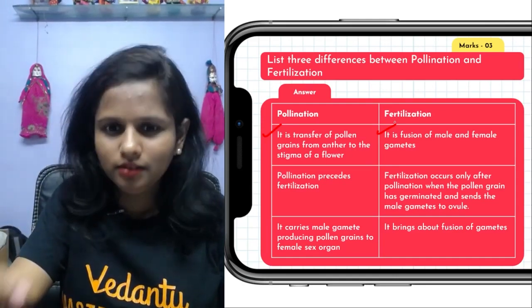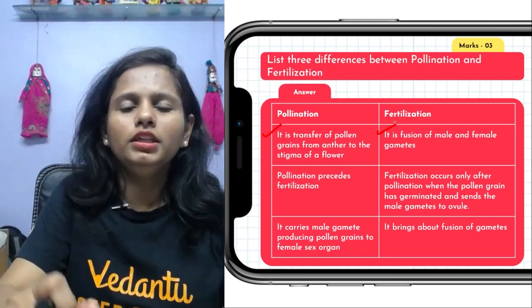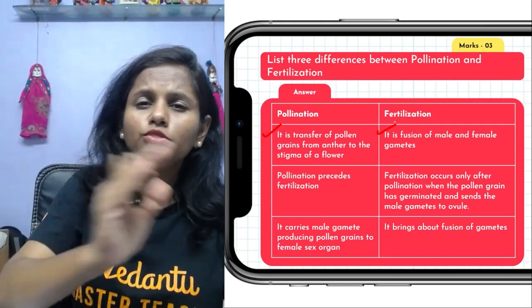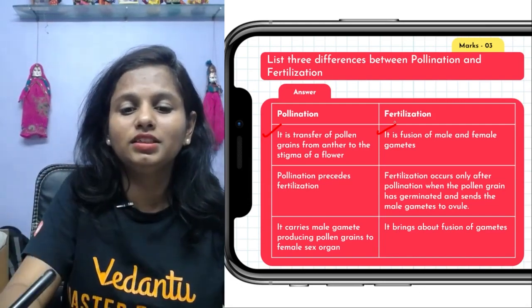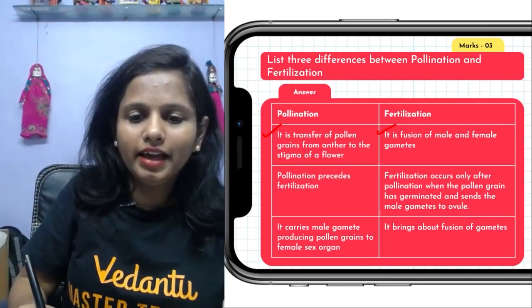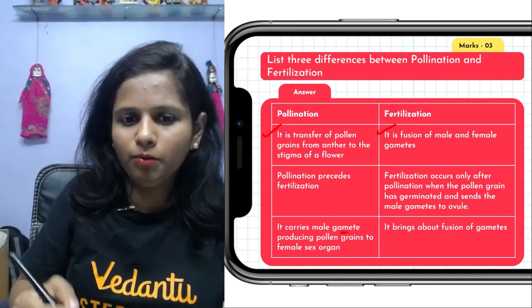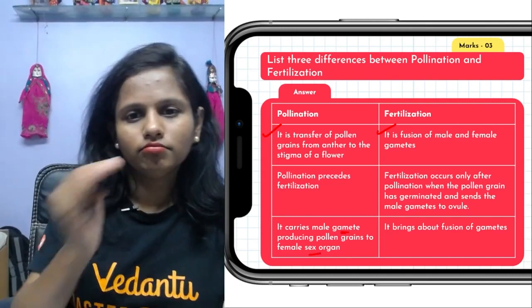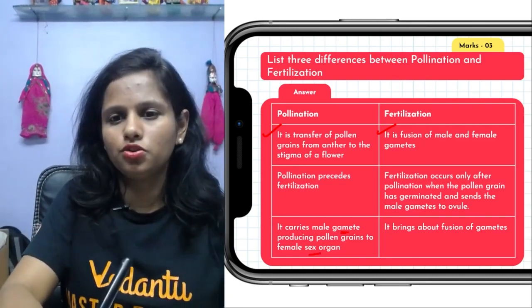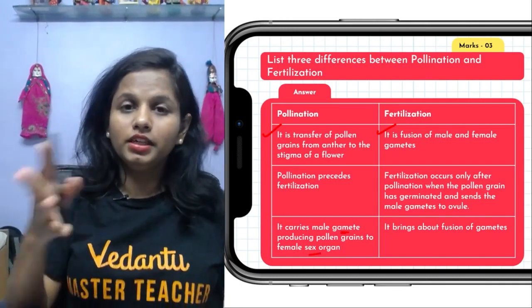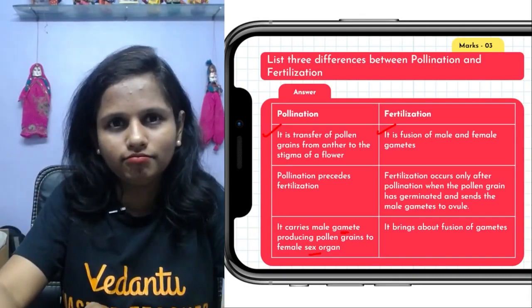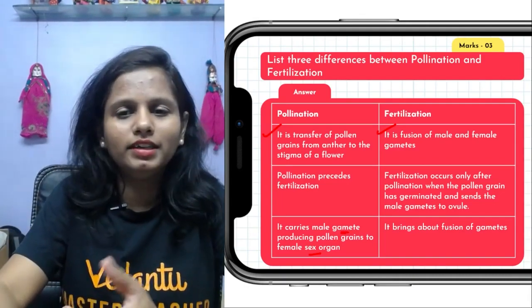Then, what is the purpose of pollination? The purpose of pollination is to transfer the male gametes. It carries the male gametes with the help of pollen grains to the female sex organ. The main function is transportation. What is fertilization? It is the fusion of the two gametes, male gamete with the female gamete. So that's the difference.